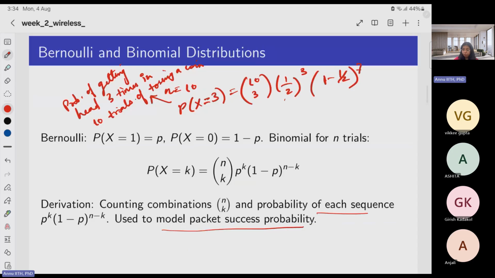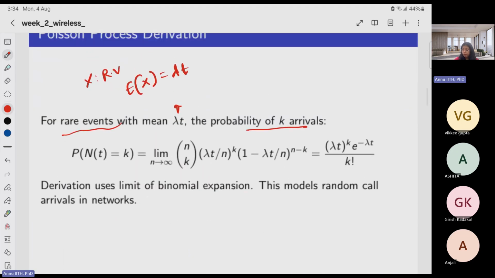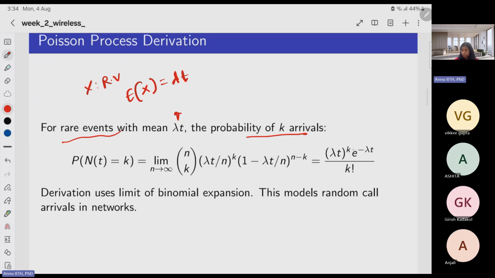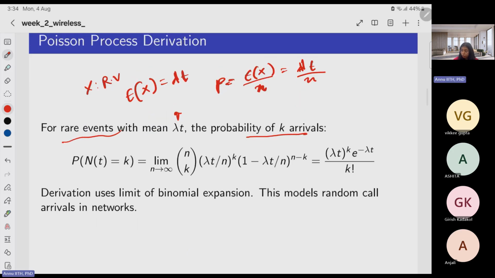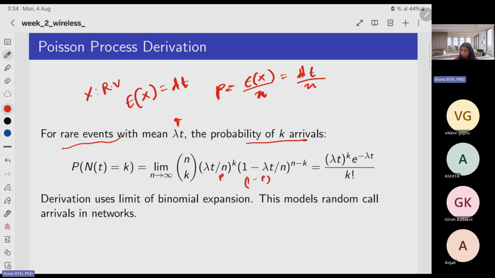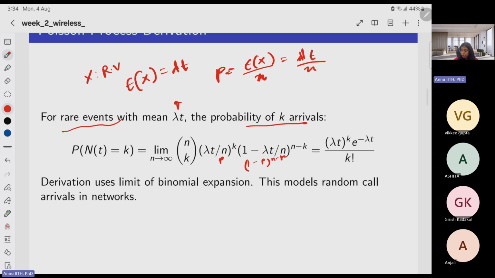It is similar to binomial, but when n tends to infinity you get lambda to the power k. Here, if you have a mean E[X] equal to lambda t, then the probability p of getting that is the expectation divided by n, how many people are getting it. So it is lambda t divided by n, that is p, and 1 minus p to the power n minus k. This derivation uses a limit of the binomial expression, and it models random call arrivals in a network.